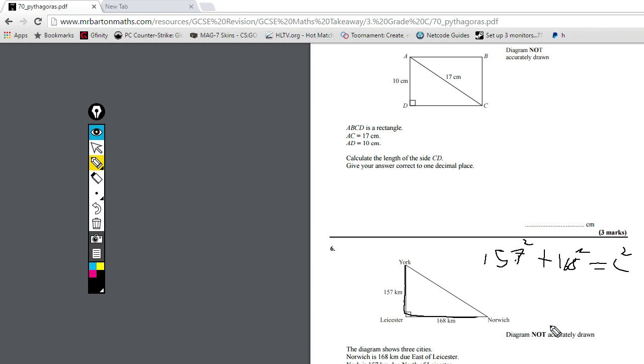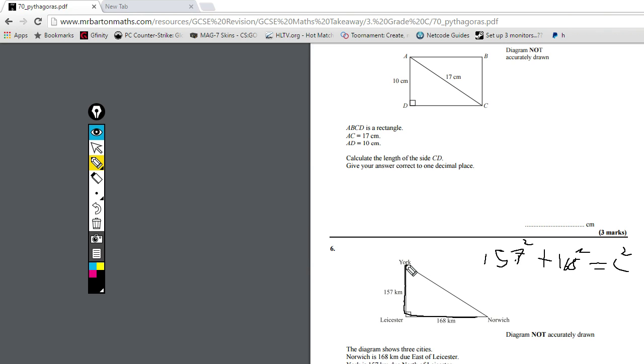Let me find, I've actually lost myself again. 157 squared plus 168 squared equals 52,876. So you're going to find 52,876 square rooted. Okay, we're going to do that right now. 52,876 underneath the square root, and we're going to find out what it is.